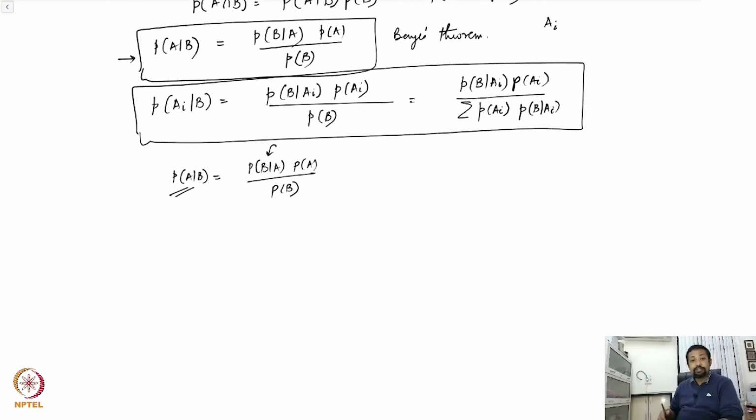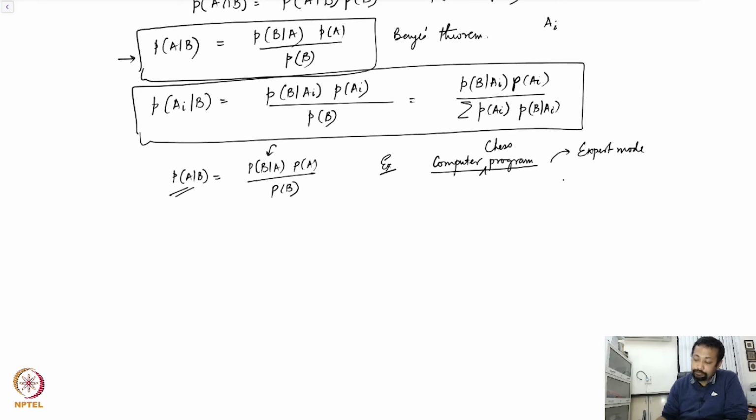So therefore this gives us a very useful expression. As an example, let's say I have a computer program, right? And this computer program has two modes. So let's say computer chess program, and this has two modes. One is an expert mode and the other one is a novice mode, right? Now the expert mode, so we will say that this is the expert mode, this is the novice mode.